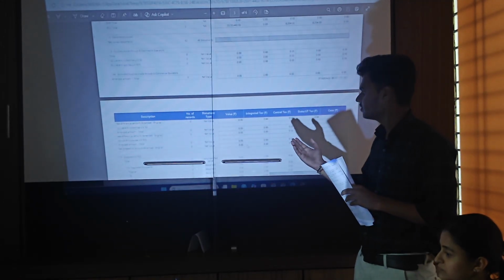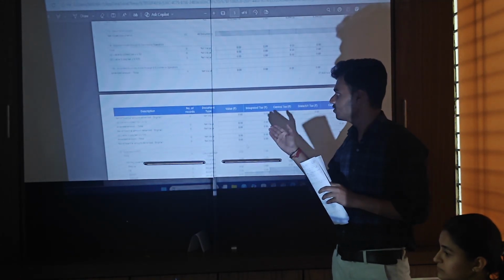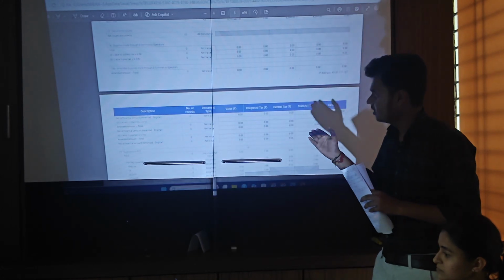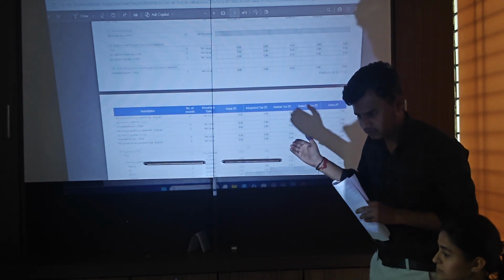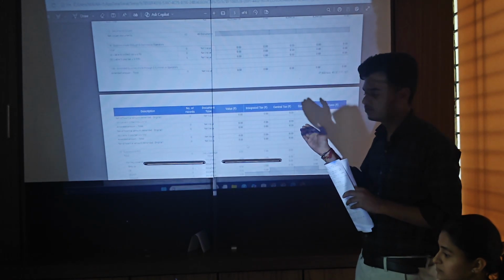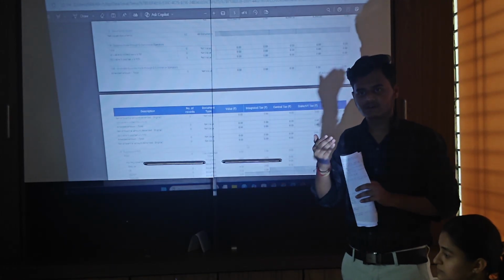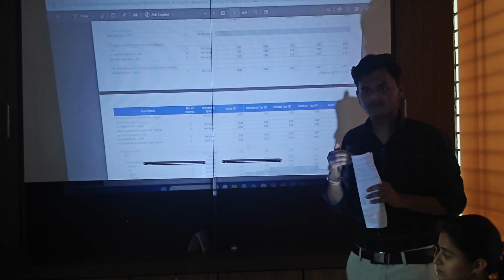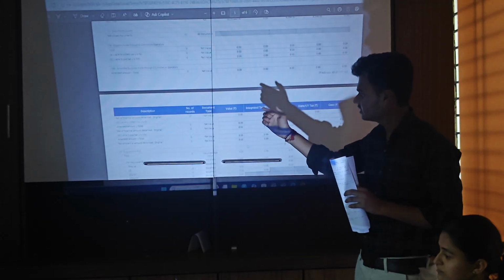Table number 14 is for supply made through e-commerce operators. Here, table number 14A is for liable to collect tax under section 52, meaning we made supplies through an e-commerce operator, but tax liability is borne by the supplier only. That has to be declared in 14A.